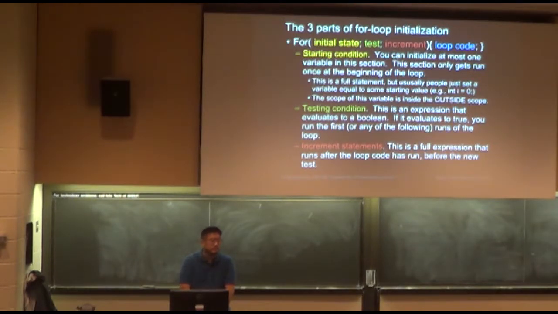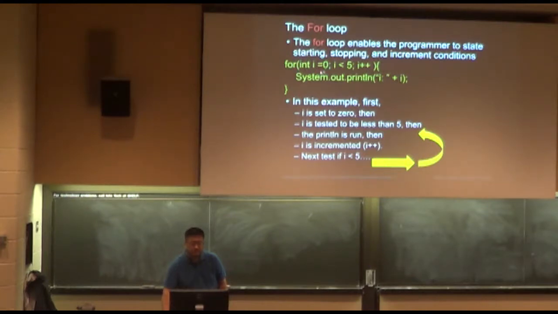Any other questions on for loops or do-while loops? Yes? On the slide it says the scope of the variable is inside the outside scope. Can you explain that? Oh, yes. That's in here, right? Yes, so variables declared in the initial statement, like int i equals 0, exist in the scope outside the for loop.